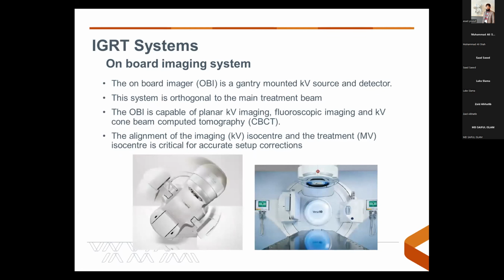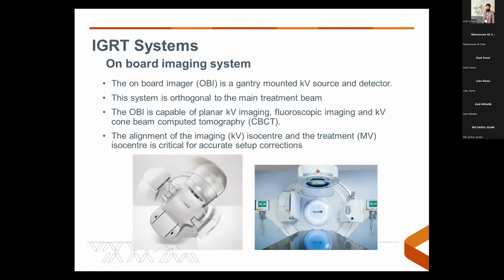The onboard imaging system. So this is a gantry mounted KV source and detector, and again, most modern systems have this on them. So the OBI is orthogonal to the main treatment beam. So if you see the Varian TrueBeam here, you have the KV source, KV detector, and this is the Elekta Versa HD, KV source, KV detector is orthogonal to the main treatment beam in both these systems. The OBI is capable of planar KV imaging, fluoroscopic imaging, and KV cone beam computed tomography, or CBCT.